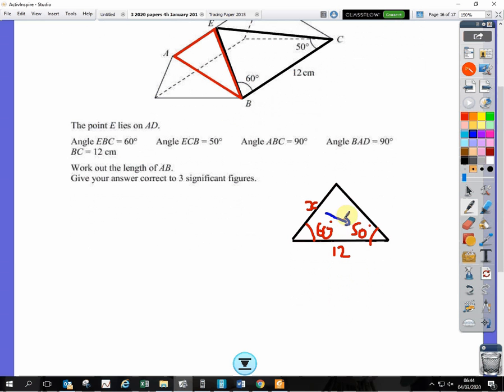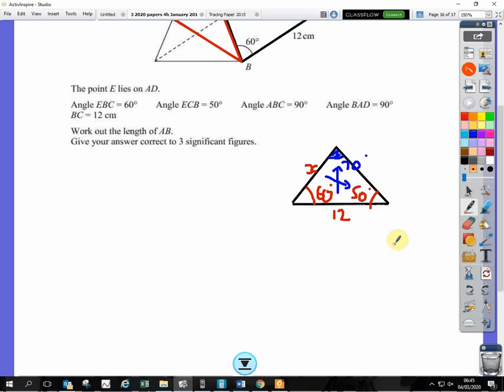So I can match x up with 50 degrees, and I can match 12 up with this angle at the top. Okay, but I don't have the angle at the top. I can work it out fairly easily. The angles in a triangle add up to 180 degrees, so that's going to be 70. Okay, and then I can start to work out what x is, which is EB. So sine rule. A over sine A equals B over sine B equals C over sine C. Okay, I want the sides on top, so this is the version I'm going to use. Okay, and then do something like this.